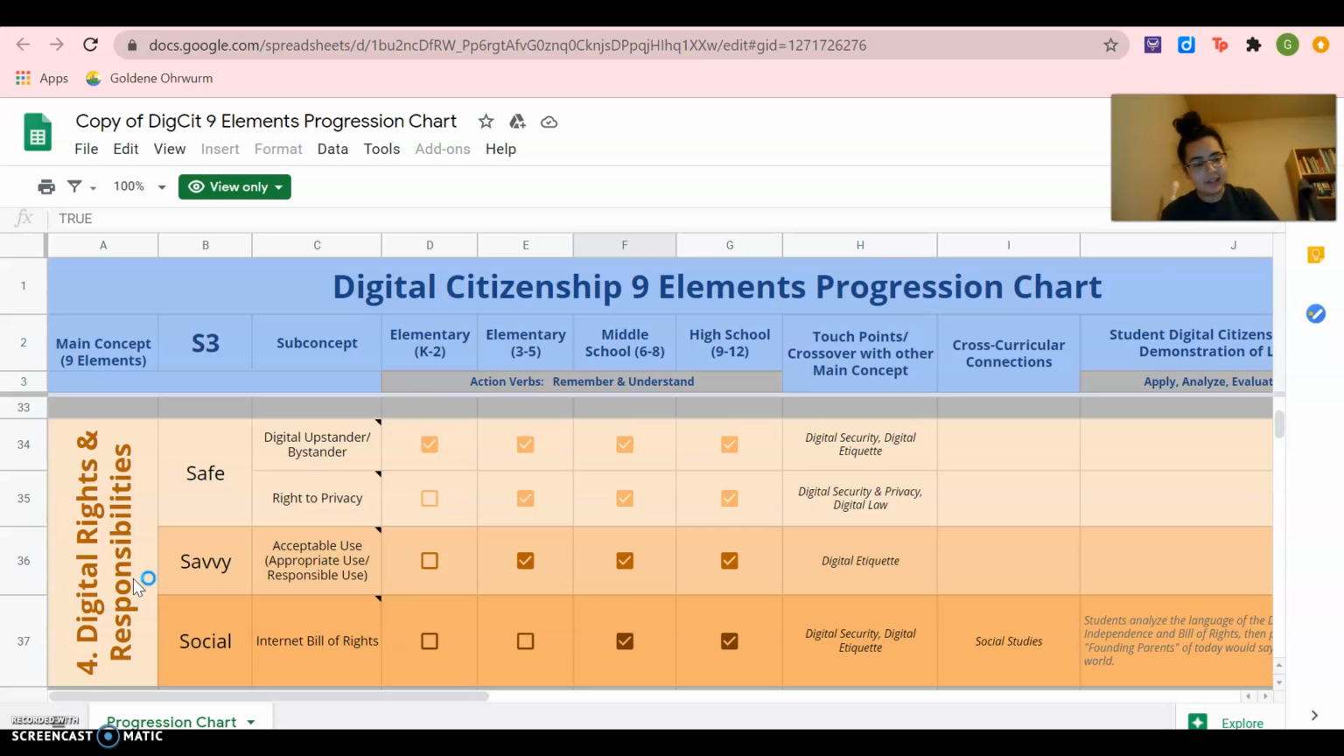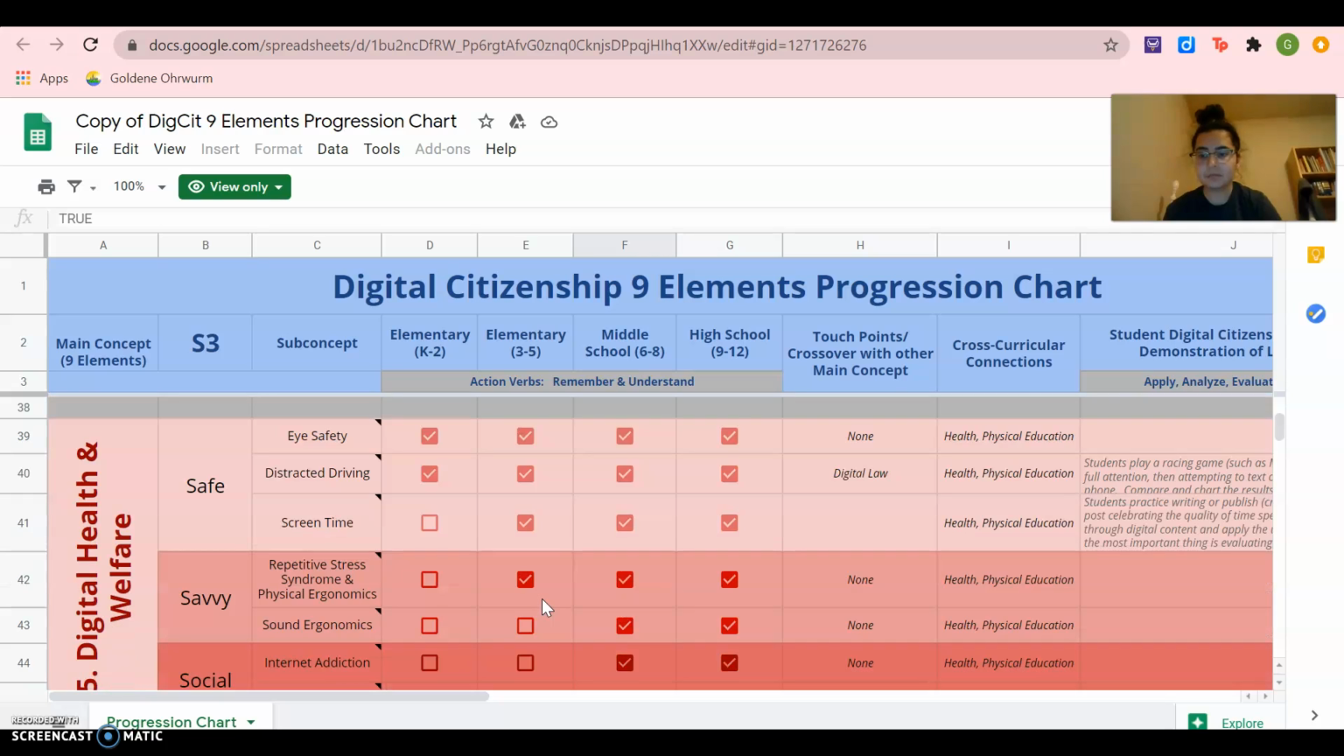The student ISTE standard here is being a digital citizen. Being able to recognize their personal responsibilities is of utmost importance for students. So knowing your rights online, being able to be an acceptable user, the rights of privacy, knowing exactly what's going on when you are online, and knowing your place. Next, we have digital health and welfare.